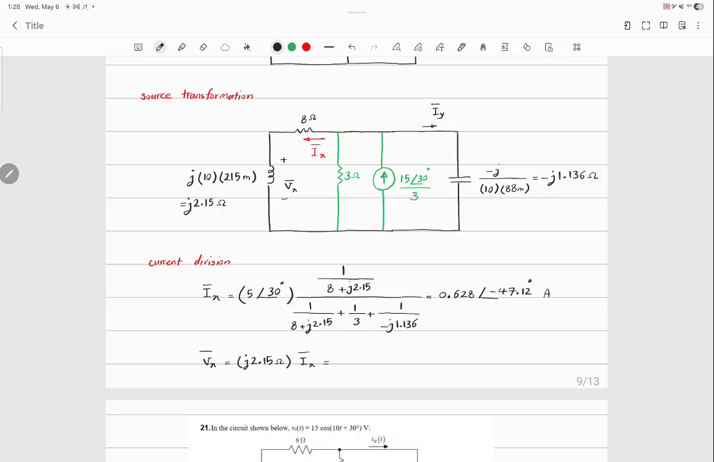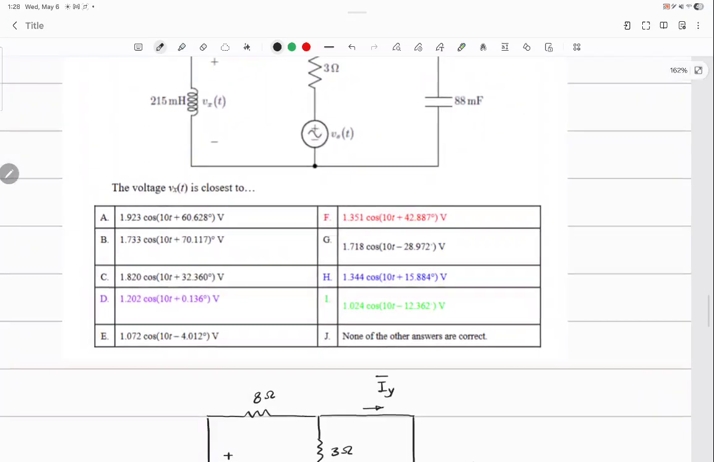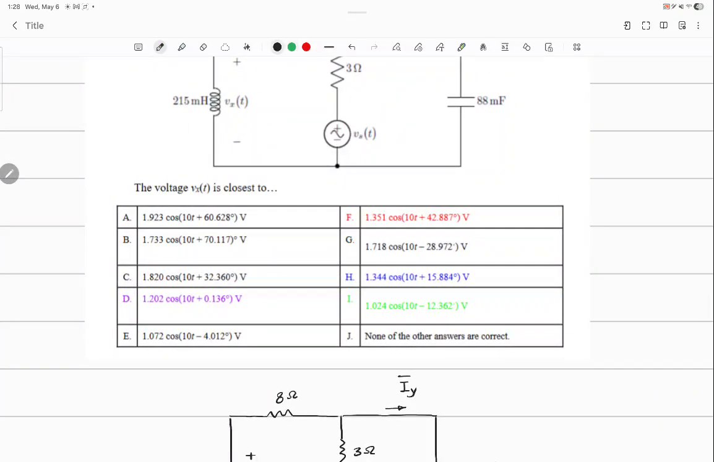The angle should be 42.98. Is it? 42.8. 89, sorry. Yeah, or 88 actually. 88. Okay, what is the magnitude? 1.35. Sorry? 1.351. And the angle was 42.88 degrees volts. Let's see if that is here, which fortunately is.